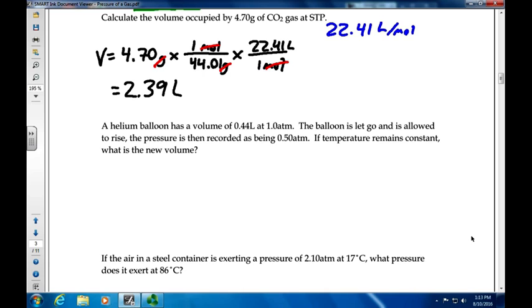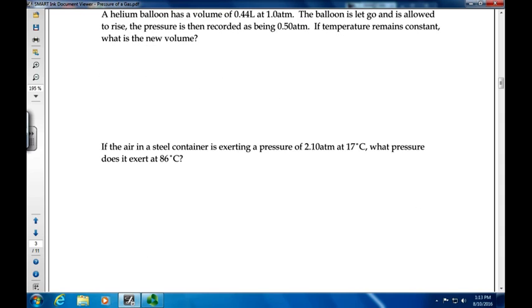Let's work through another problem. Each one of these problems, as you probably can tell, is a little different from all the others. And they're using different equations and different properties of ideal gases.